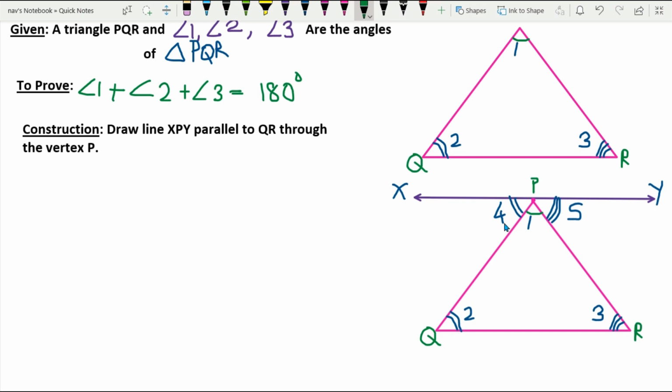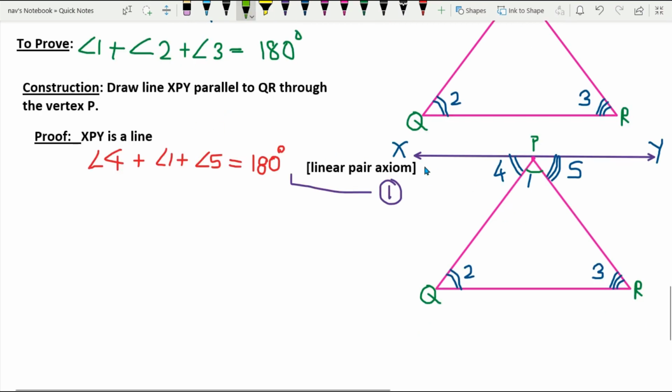Now let us start the proof. You can see XPY is a line. We know that the angles on this line, you can see three angles on this line, right? We know from the linear pair axiom that the sum of the adjacent angles on a line is 180 degrees. So angle 4 plus angle 1 plus angle 5 will be equal to 180 degrees. That's what we have written here. We have to write the reason, linear pair axiom. Let us denote it as equation 1.